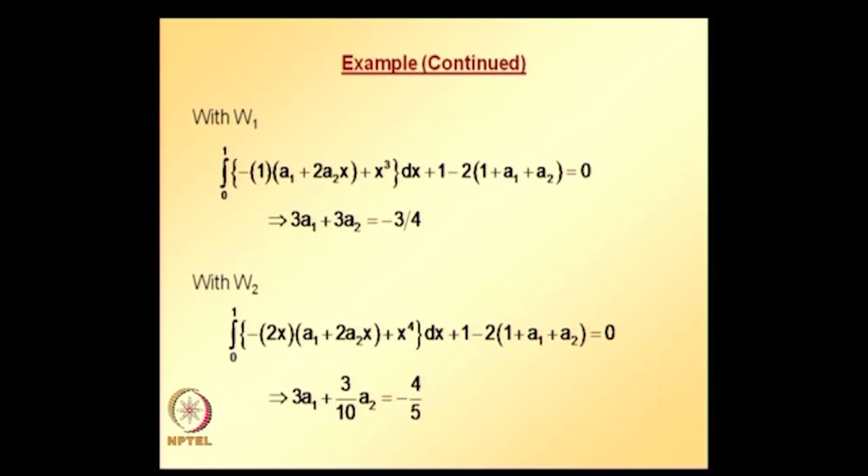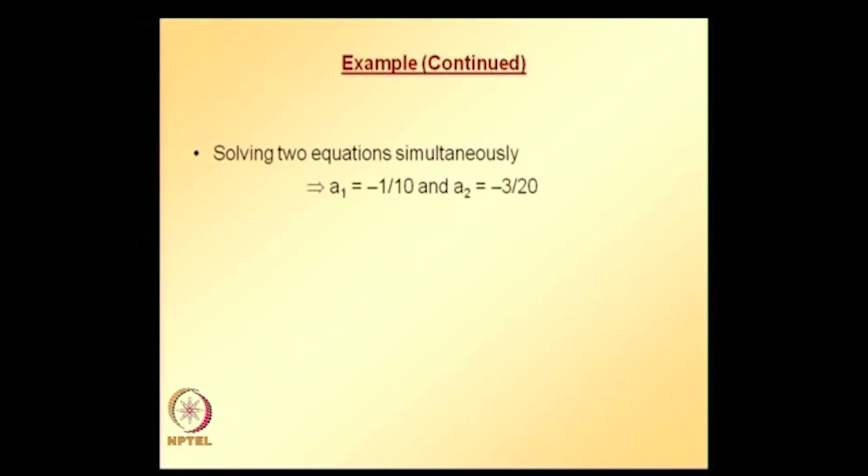And here you can see there are 2 unknowns to be determined, a1 and a2, and 2 equations. So you can solve these 2 equations simultaneously and get the coefficients a1 and a2. Solving the 2 equations simultaneously results in a1 equal to minus 1 over 10, a2 equal to minus 3 over 20.